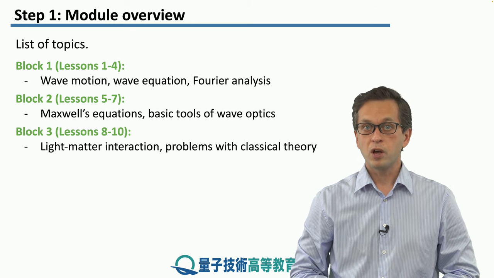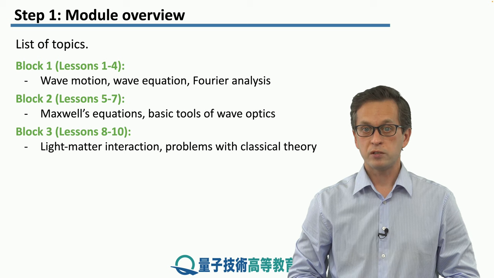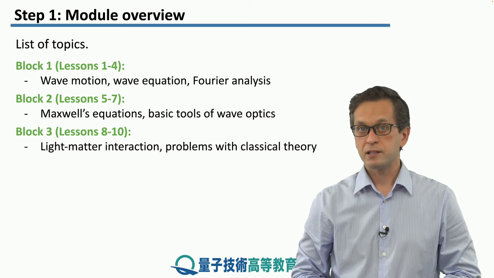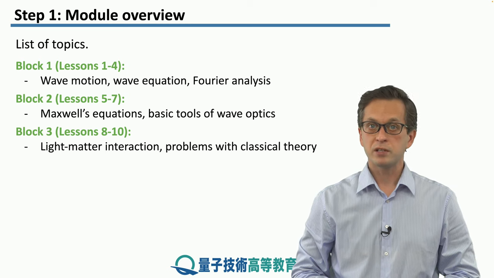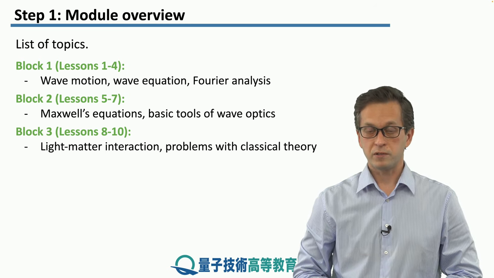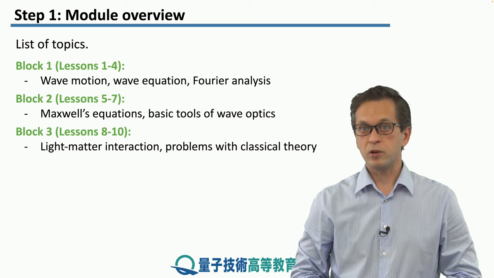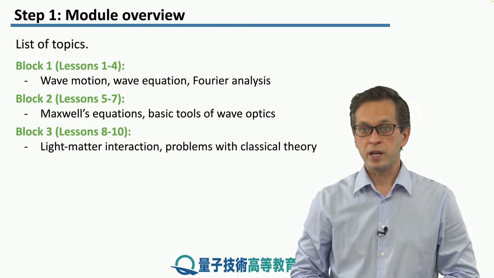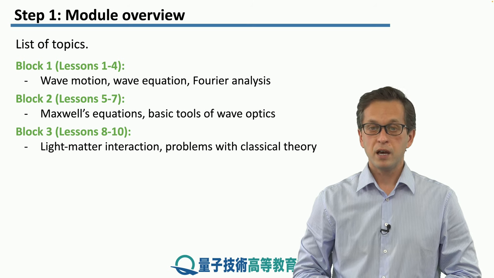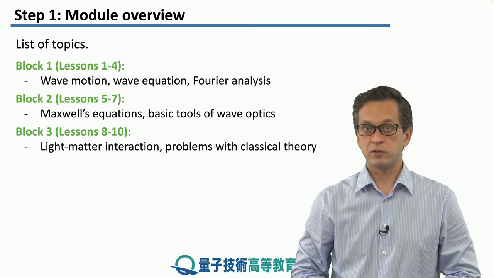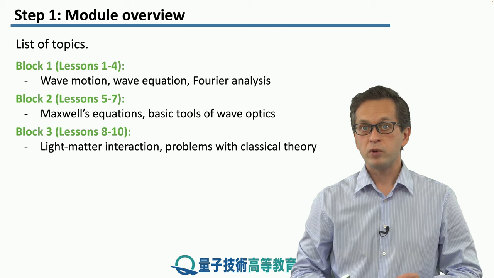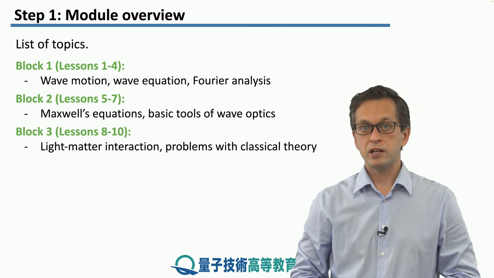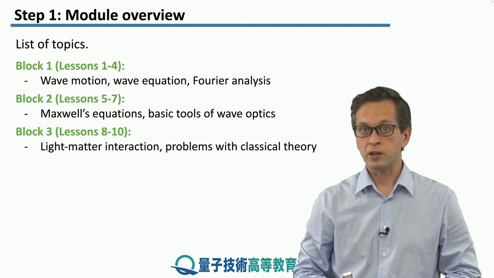so in the third block, we are going to apply Maxwell's equations to talk about light-matter interaction and consider how classical light interacts with dielectric materials and conducting materials. Also in this block, we will talk about some of the fundamental problems embedded in the classical theory of light and why we need quantum description of light. In particular, why we need the idea of photons, meaning that electromagnetic radiation is quantized rather than a continuous wave.